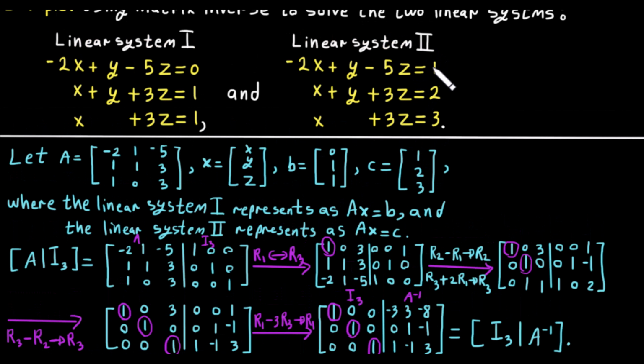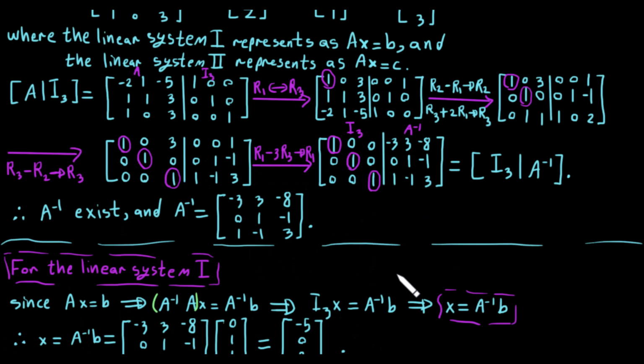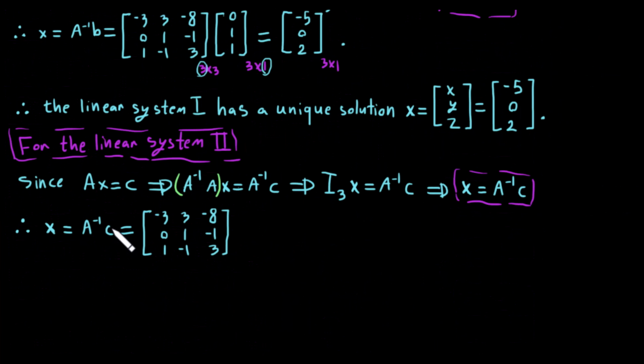We call this vector C, 1, 2, 3, and we call this linear system 2, AX equals C. As we did before, we do the same thing: we multiply these to get the solution, which is X. To get this element, we multiply this row by this column.